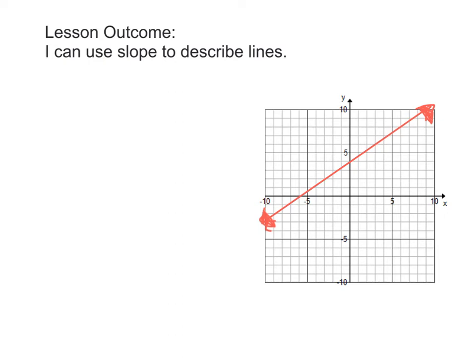The lesson outcome for this video is I can use slope to describe lines. On the coordinate plane, you see a red line. We are going to talk today about how to describe lines based on their slope.